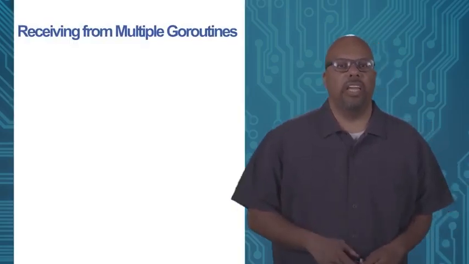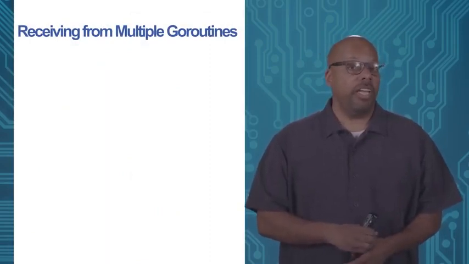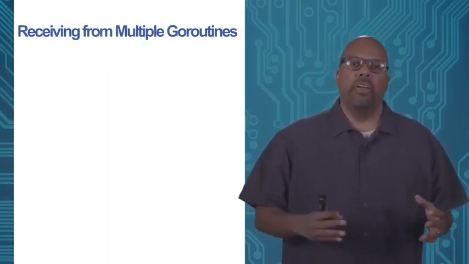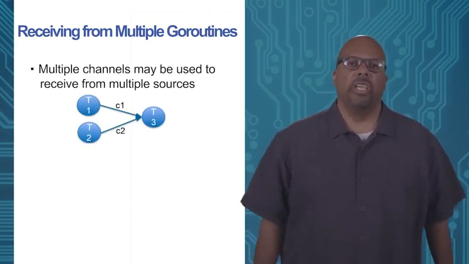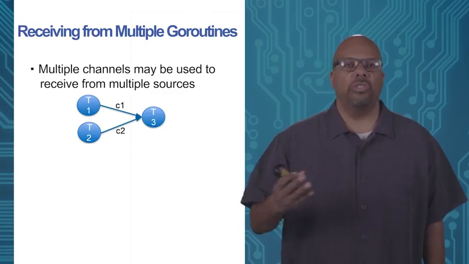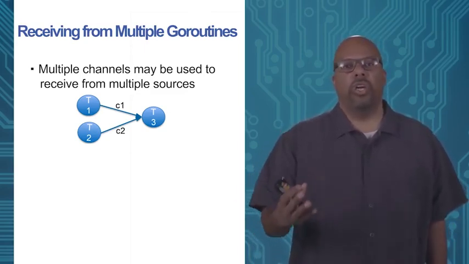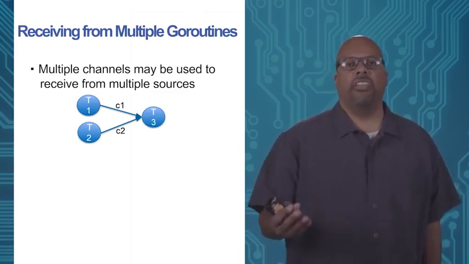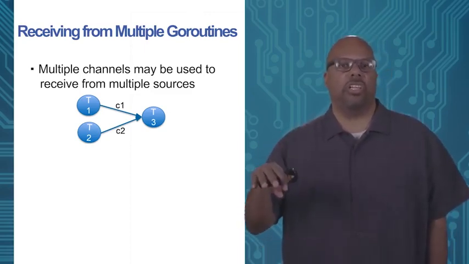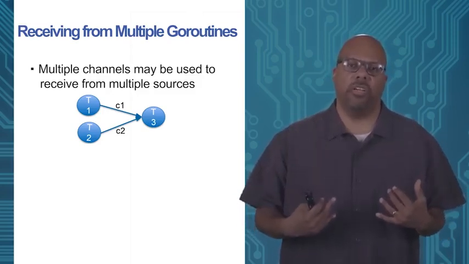Now, another thing that you might want to do is read from multiple Go routines. Okay, from multiple channels, really, which can be associated with multiple Go routines. They might actually be associated with the same Go routine, but reading from multiple channels, put it like that. So let's say, like in this example, I've got these three Go routines: T1, T2, T3. T3 is receiving data from T1 and T2, and from T1 it's receiving it on channel 1, C1, and from T2 it's receiving on channel C2. So T3 has these two channels that it's receiving data from.